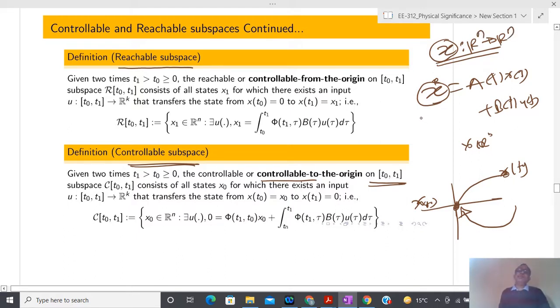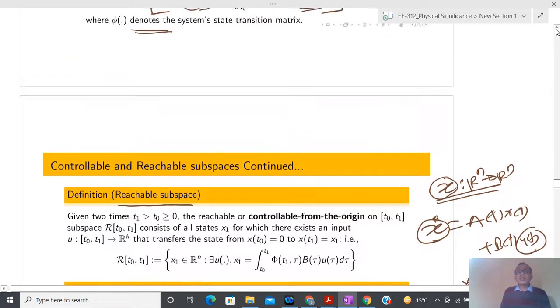Component wise, a similar kind of situation comes into the picture. So I have an n dimensional space, where I have some way to define continuity. I have a space of continuous functions consisting of all states x0 for which there exists an input like this, and here I am assuming a multi input multi output system, so u is k dimensional. Controllable from the origin means I have to make sure that from x(t0) to x(t1) equal to x1 I can go.